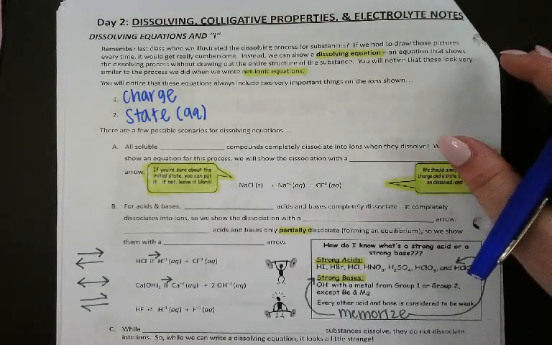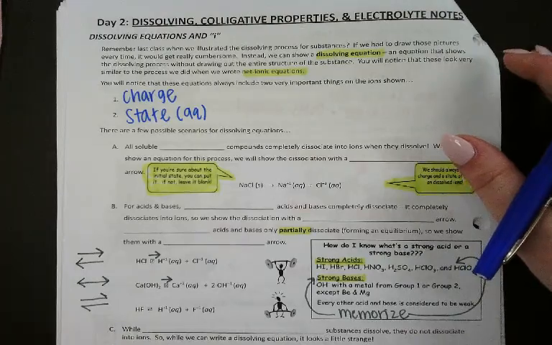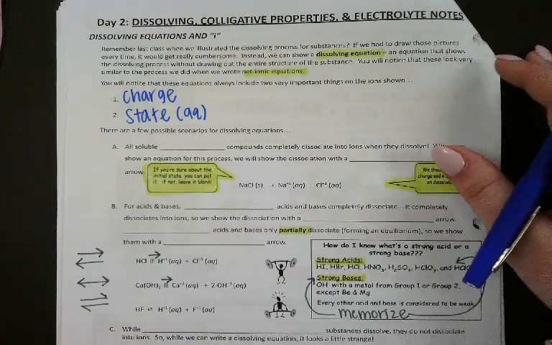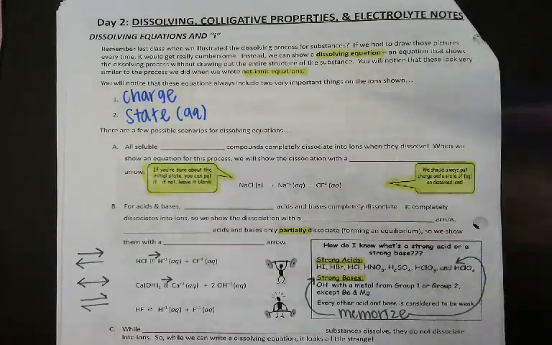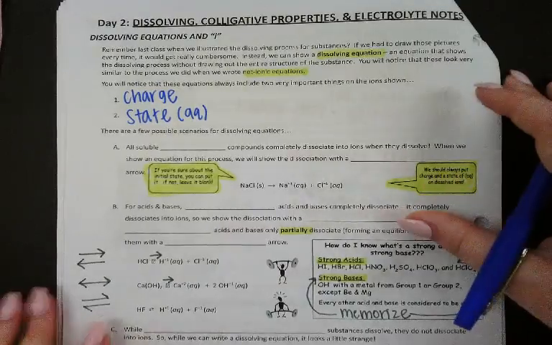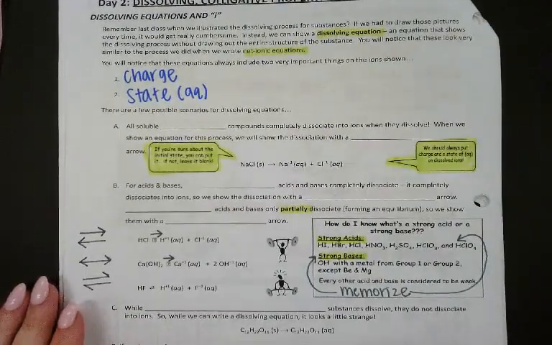Jake, what were you going to say? Okay. Means they're dissolving in water, right? So they're splitting up. Did we ever split up our solids? No. Some of y'all did, but you weren't supposed to. So, we have a few possible scenarios for dissolving equations.